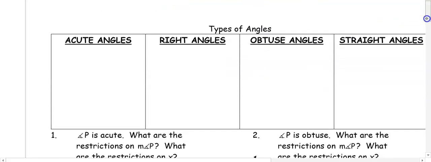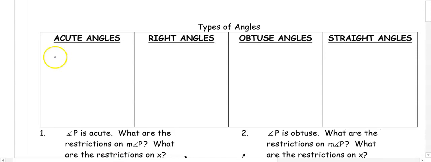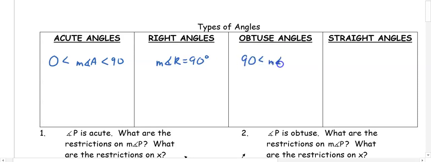Now, with angles, there are four types of angles. There's an acute angle where the measure has to be between 0 and 90 degrees. There's the measure of a right angle, which is always equal to 90 degrees. There's an obtuse angle, which is between 90 degrees and 180 degrees. And then there's a straight angle, which always equals 180 degrees.